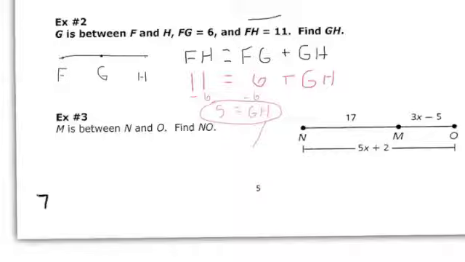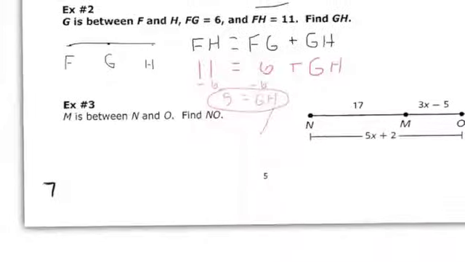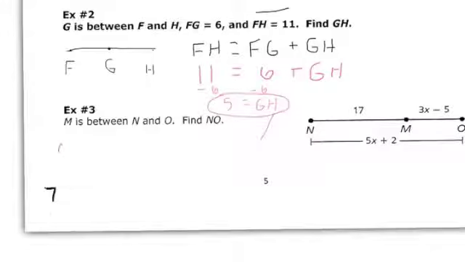We're going to set up our little equation. We know that NO is going to equal NM plus MO. NO, of course, your whole length, is going to equal 5x plus 2. Your NM segment is 17. And your MO section is 3x minus 5.